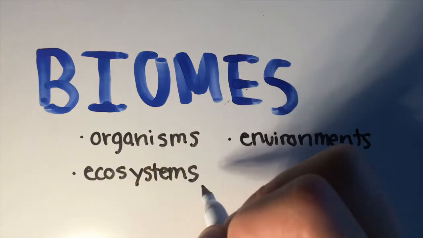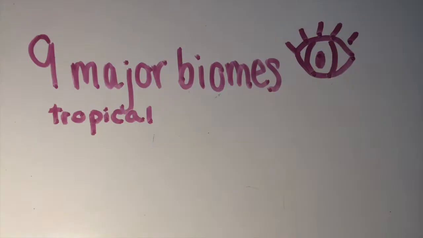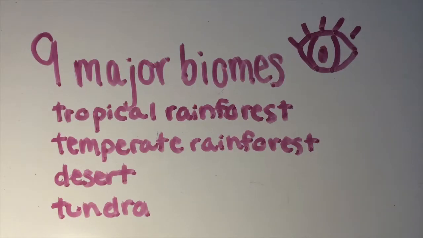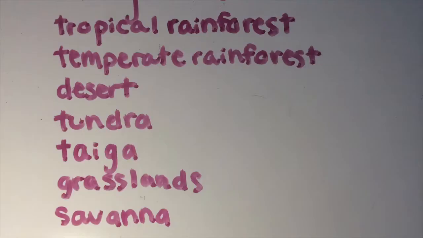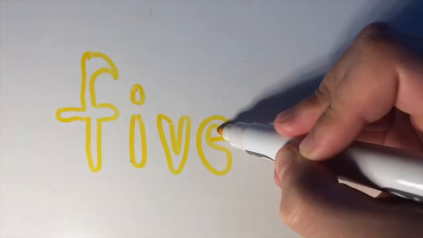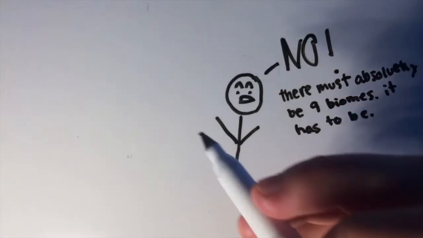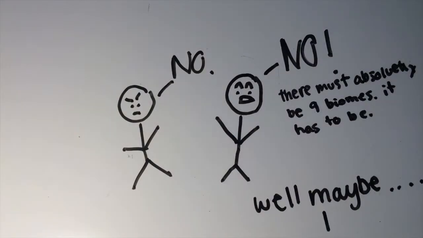There are 9 major biomes depending on how you look at it. First, we have tropical rainforests, temperate forests, deserts, tundras, taigas, grasslands, savannas, freshwater, and marine biomes. Today we are going to talk about 5 of them, and tomorrow we can look at the other 4. Not all scientists classify biomes in the same way, so the amount of biomes varies based on who you talk to. Our first biome is the tropical rainforest.